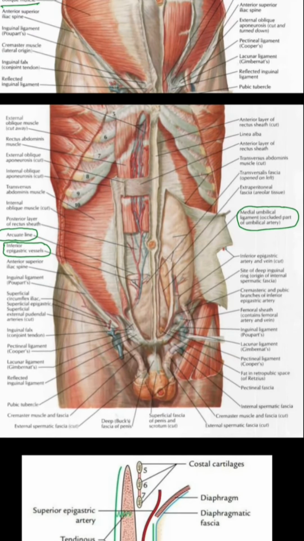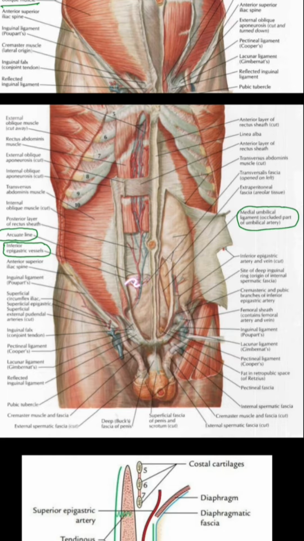This is an image in which we have cut off the anterior sheath in this part, and we can look at the muscle along with the vessels. So you can see that these are the vessels here. This is the superior epigastric artery and vein, and here we can see this more clearly. This is the inferior epigastric artery and vein, which are the contents.